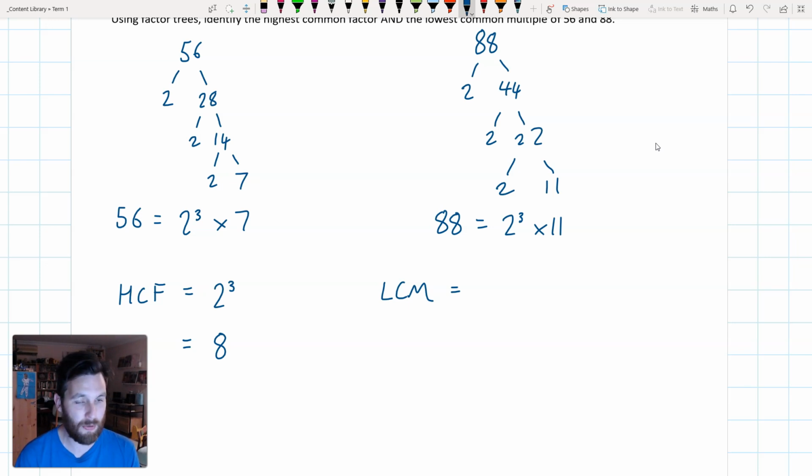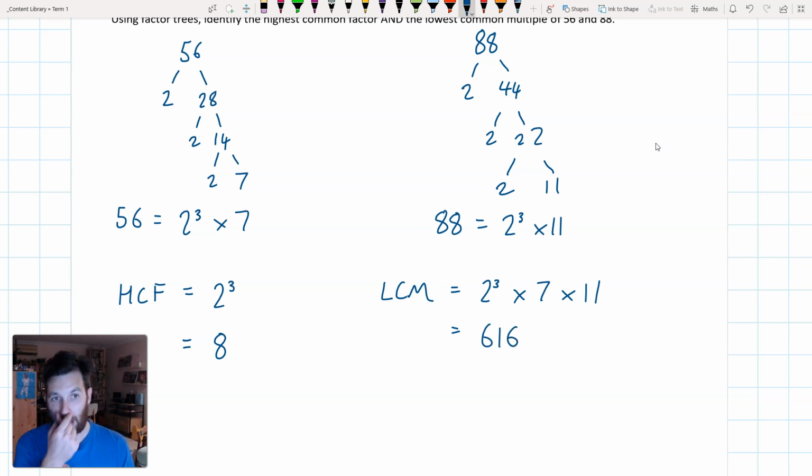But here we've got 2 to the power 3 and 2 to the power 3. So I'm going to use that 2 to the power 3. I've got a 7 involved here, so I'm going to multiply that by 7. And I've got an 11 involved here as well. So my lowest common multiple is going to be given by 2 cubed, which is 8, times 7 times 11, which gives me 616. Okay, so that's the smallest number that 56 and 88 both fit into.